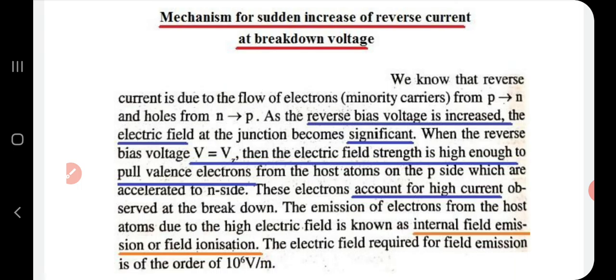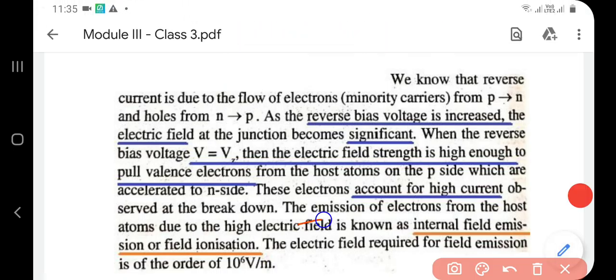Now, study this definition: the emission of electrons from the host atoms due to a high electric field is known as internal field emission or field ionization, and its value is 10 raised to 6 volts per meter. So, I think that's all for today.